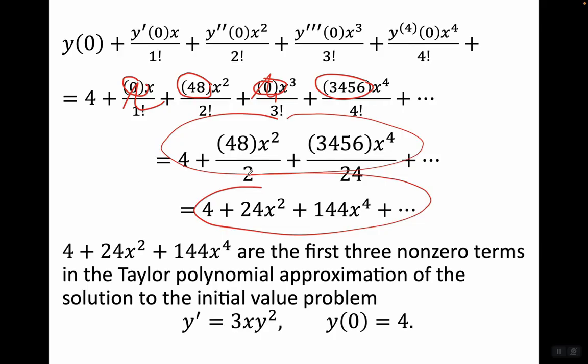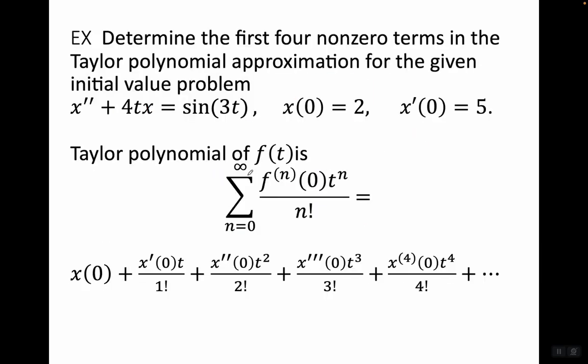So those are the first 3 non-zero terms in the Taylor polynomial approximation of the solution to this initial value problem. Very cool. Okay, let's do another example. Determine the first 4 non-zero terms in the Taylor polynomial approximation for the given initial value problem, x double prime plus 4tx equals sine 3t.